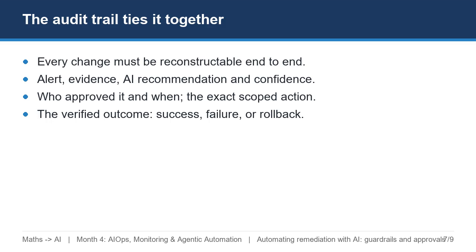Finally, the audit trail. Every automated change must be reconstructible end-to-end: the originating alert, the evidence the AI used, the recommendation and its confidence, who approved it and when, the exact scoped action taken, and the verified outcome, whether success, failure, or rollback. This chain is what makes AI-assisted action accountable, reviewable, and reversible. It's also exactly what your security and compliance teams will, quite rightly, demand to see.